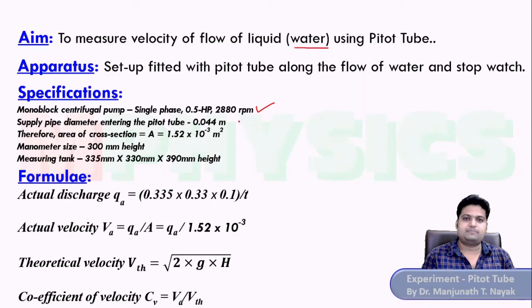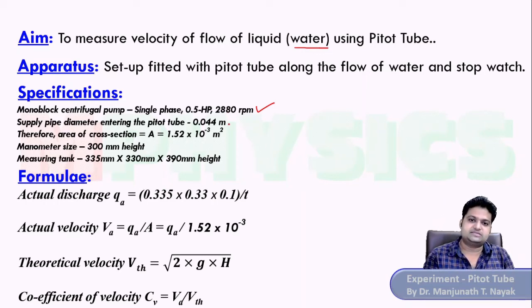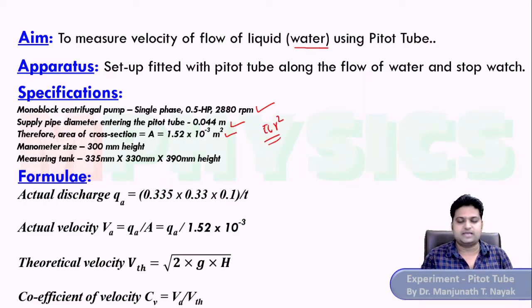Next, supply pipe diameter: the diameter of the pipe through which the water will enter, where the Pitot tube is fitted. That diameter is 0.044 mm. Divided by 2, you'll get the radius, and of course you can find the area of cross section, which is pi r square. Use the pi r square formula and check whether it is 1.52 into 10 raised to minus 3 meter square or not. Please check.